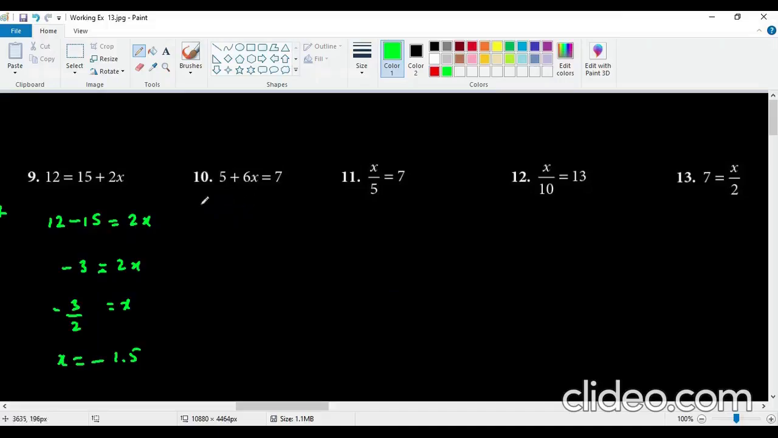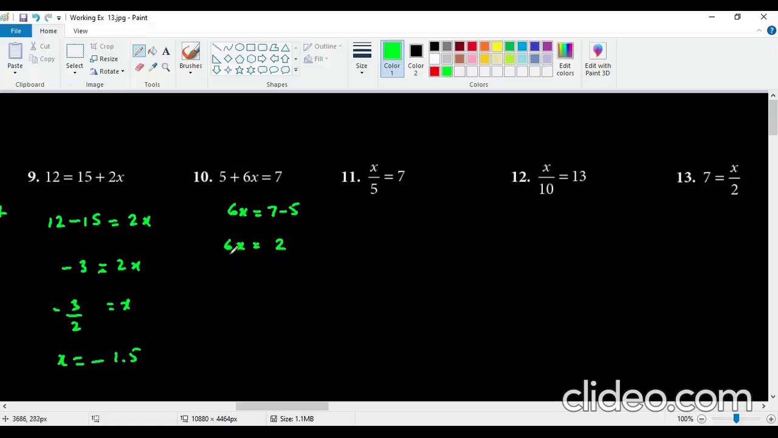When it comes to question number 10, up to question number 10, these are all addition and subtraction. So you can write 6x equals 7 negative 5, because this plus 5 will go to the other side and become a negative 5. So 6x equals 2. That means 7 minus 5 is going to give us a 2.